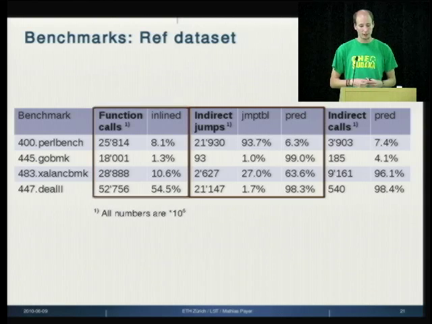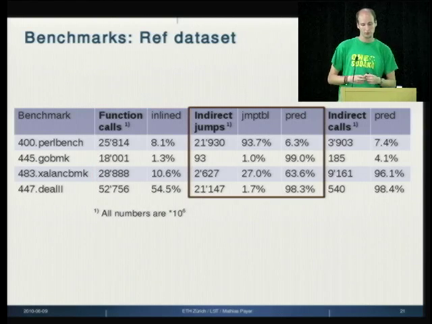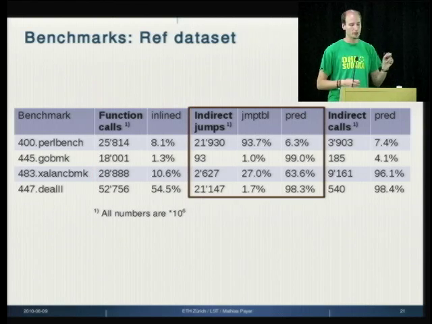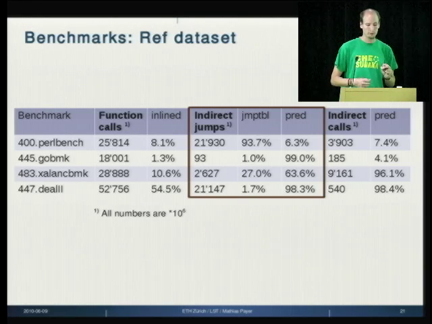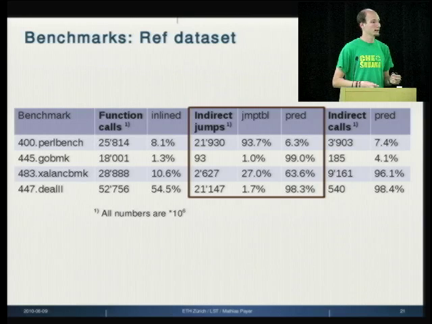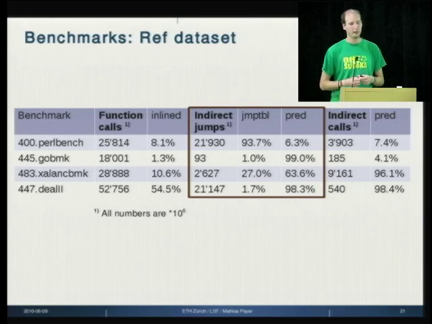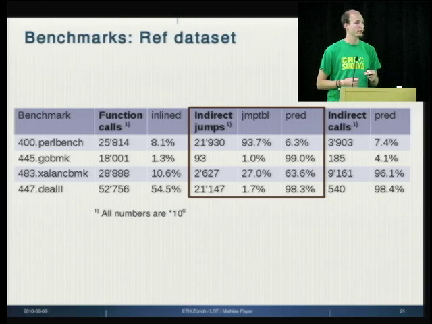If we check indirect jumps, on the other hand, we see that we have the jump table optimization and the predictor. These two, both together, are able to cover more than 99% of all the indirect control flow transfers that are there for indirect jumps.